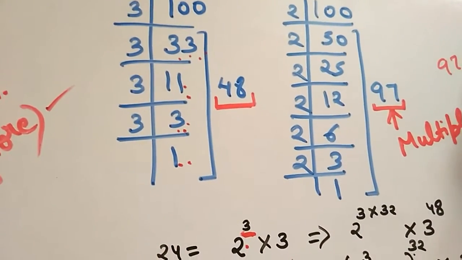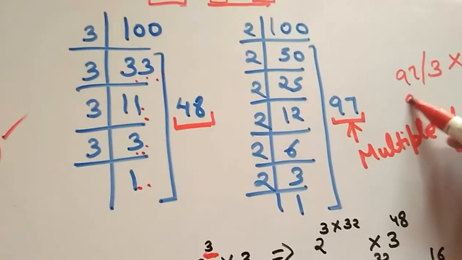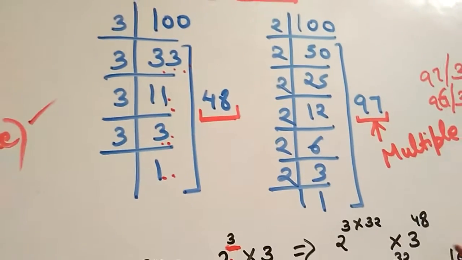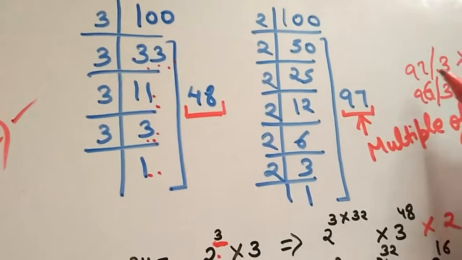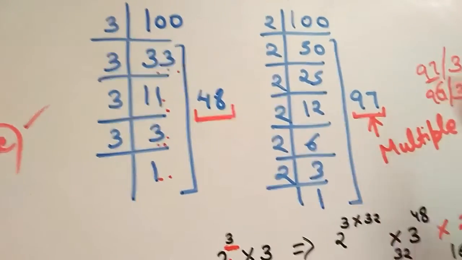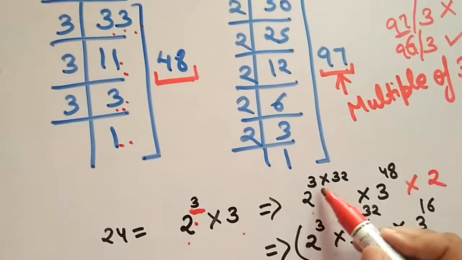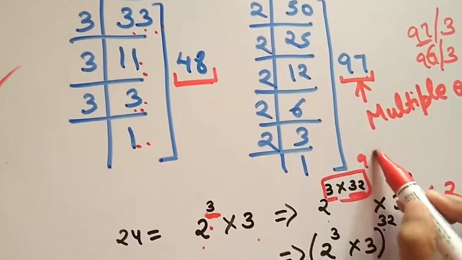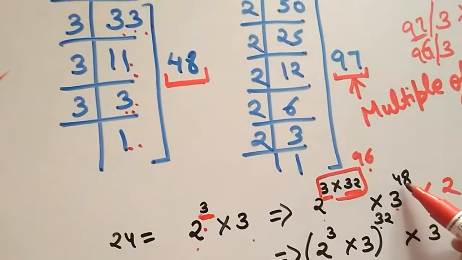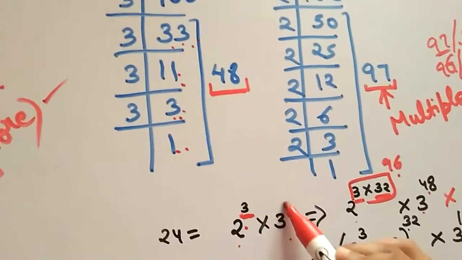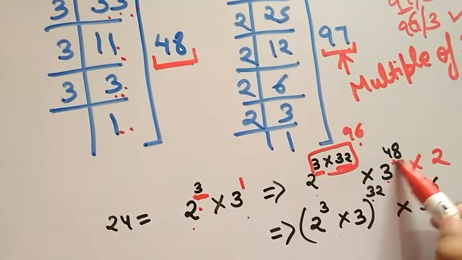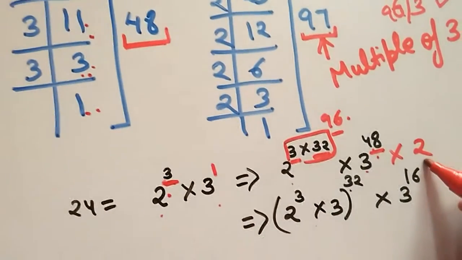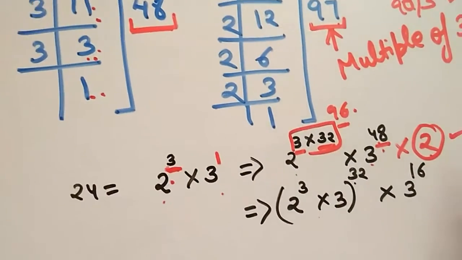97 is not divisible by 3, right? But 96 is divisible by 3. So we will just remove 1, just remove this 1. So it will come out to be 2 into 3 into 32. This is 96. So 2 raised to power 96 into 3 raised to power 48, because the power of 3 is 48. The 1 left here, you can just leave it like this.